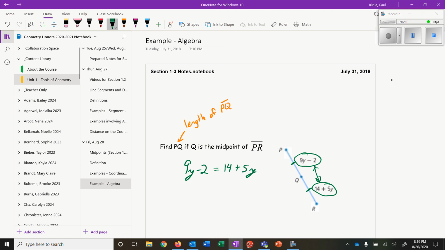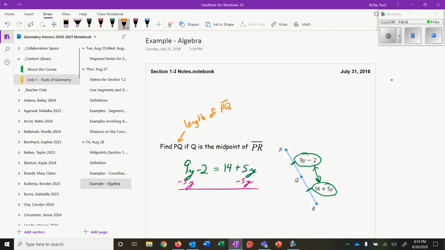So now to solve this, I need to get all of my y's on one side. I would like to put my y's on the left side. I don't have to, I just feel like it. So that means I need to get rid of this plus 5y on the right. To get rid of plus 5y, I subtract 5y. And anything I do on one side of the equation, I do to the other.